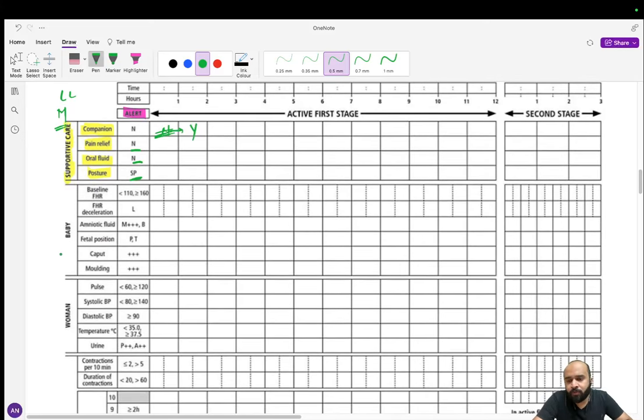Next, this was for the supportive care. Now for the baby, they have clear-cut demarcations. They have mentioned first of all the basic baseline heart rate. The alert points are over here if the fetal heart rate goes at any point below 110 or above 160. Next, now see, for each 1 hour they have made two columns. So half an hour columns have been made for this.